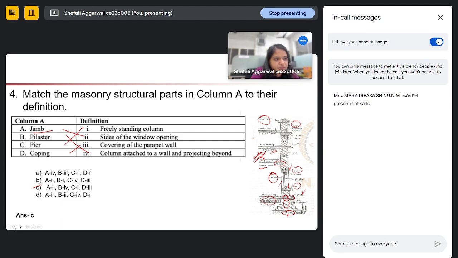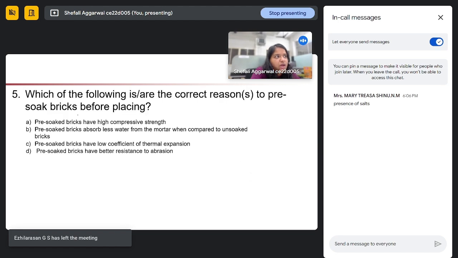If you have any doubt, you can ask in between also. Next question: which of the following is or are the correct reasons to pre-soak bricks before placing? If you have seen any site, we keep our bricks in water, and only then start putting mortar above them. Why are we doing it? Because pre-soaked bricks will have higher compressive strength; they will absorb less water from the mortar compared to unsoaked bricks; they have a low coefficient of thermal expansion; or they have better resistance to abrasion.